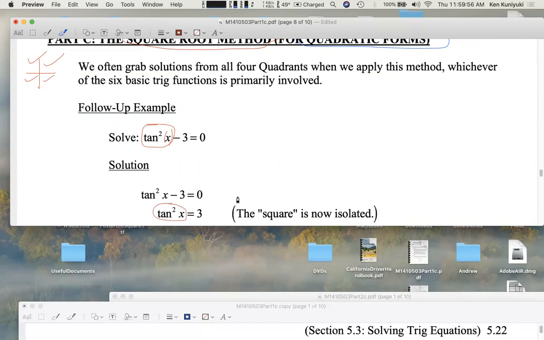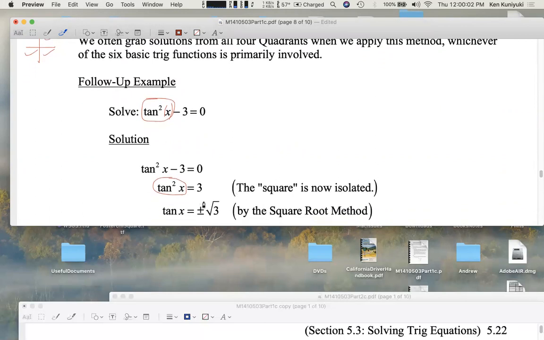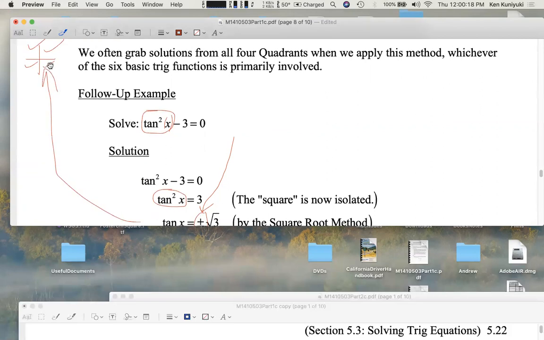Tangent of x equals what? Not just the square root of 3, plus or minus the square root of 3. Again, on exams, students often forget the plus or minus. It might be wishful thinking. But if anything, this will make things easier for us because of this, we're going to end up with solutions in all four quadrants, which in some ways makes things easier for us.